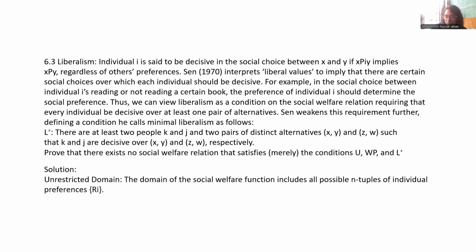Okay, my problem is from chapter 6, social welfare function, and my problem is 6.3. Well, I would like to read out the question first so that we can understand it. Here it says, what is liberalism? An individual i is said to be decisive in the social choice between X and Y if X strictly preferred to Y by individual i implies that X is socially preferred to Y.